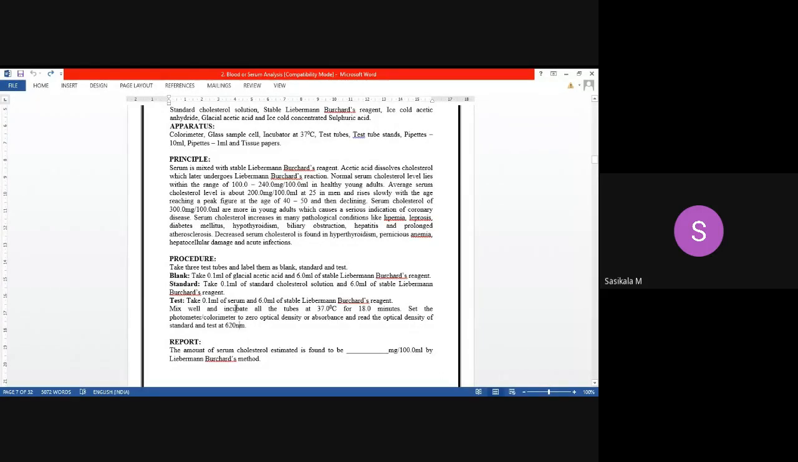What is the colorimetric range? The visible radiation range. What is the range? I said 400 to 800 nanometers. In that range you will be analyzing your sample at 620 nanometers. 620 is the lambda max, or maximum absorbance, for cholesterol at that particular wavelength. So that may be called lambda max. Okay, 620 is lambda max for cholesterol. Got it?